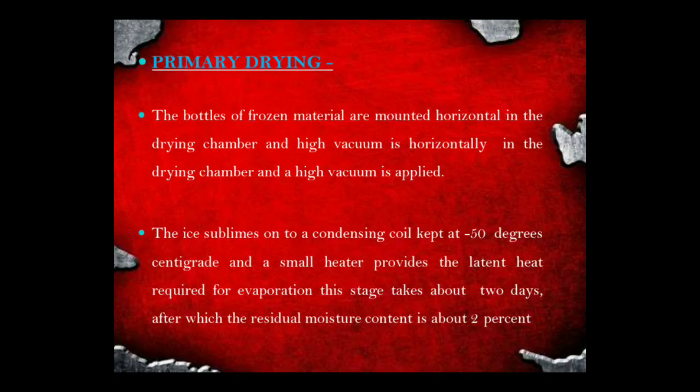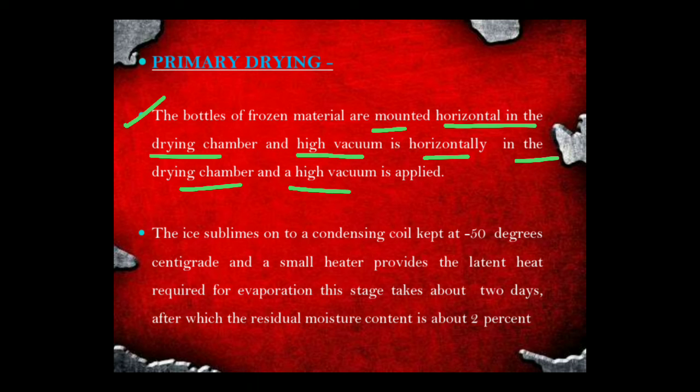Primary drying. The bottles of the frozen materials are mounted horizontally in the drying chamber and a high vacuum is applied. The ice sublimes onto a condensing coil kept at minus 50 degrees centigrade, and a small heater provides the latent heat required for evaporation. This takes around 2 days to complete, after which the residual moisture content is about 2%.